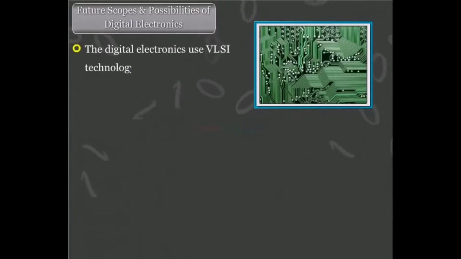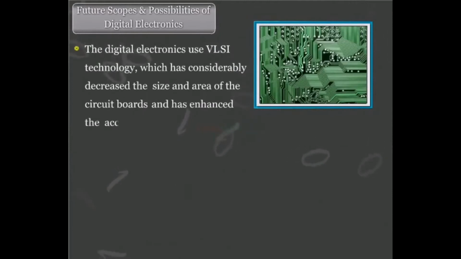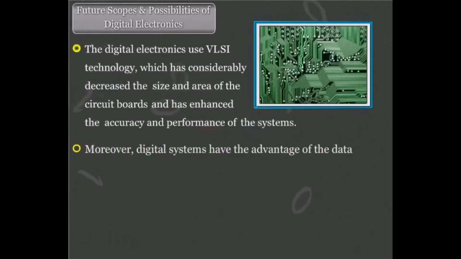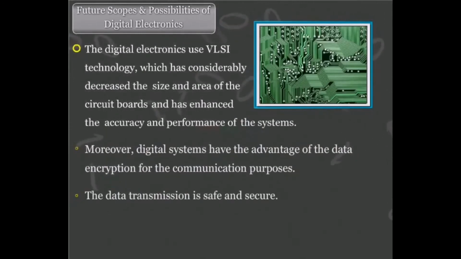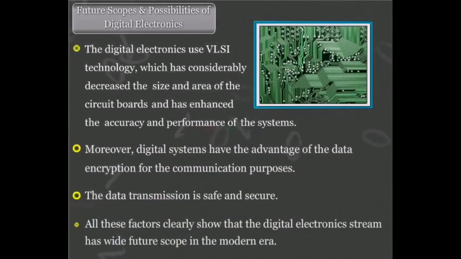Future scopes and possibilities of digital electronics. Digital electronics uses VLSI technology, which has considerably decreased the size and area of circuit boards and has enhanced the accuracy and performance of the systems. Moreover, digital systems have the advantage of data encryption for communication purposes. The data transmission is safe and secure. All these factors clearly show that the digital electronics stream has wide future scope in the modern era.